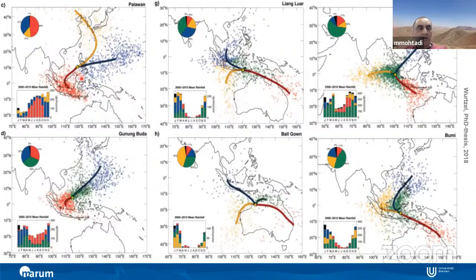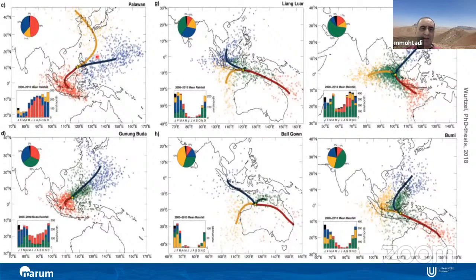And she did a nice job reconstructing the moisture source using the high split data for the different speleothem sites. This is, for instance, from Palawan. This is from Borneo, the famous Borneo speleothem site. This is the Flores site. This is from Northwest Australia. This is from Sumatra, basically, and this is from Sulawesi.